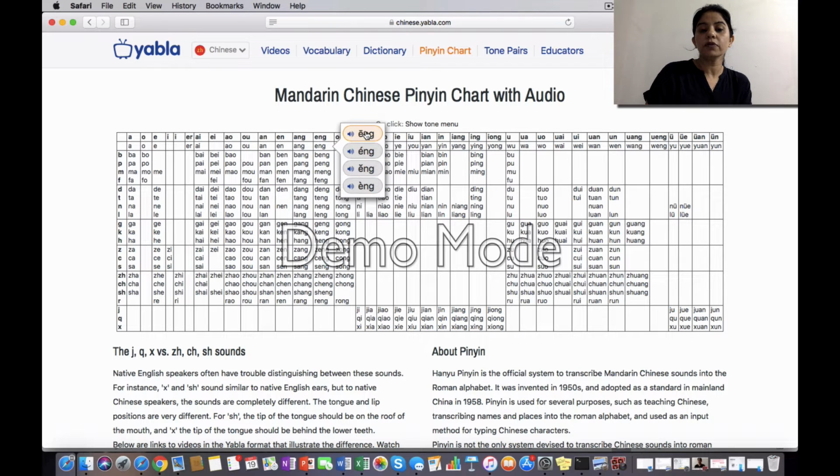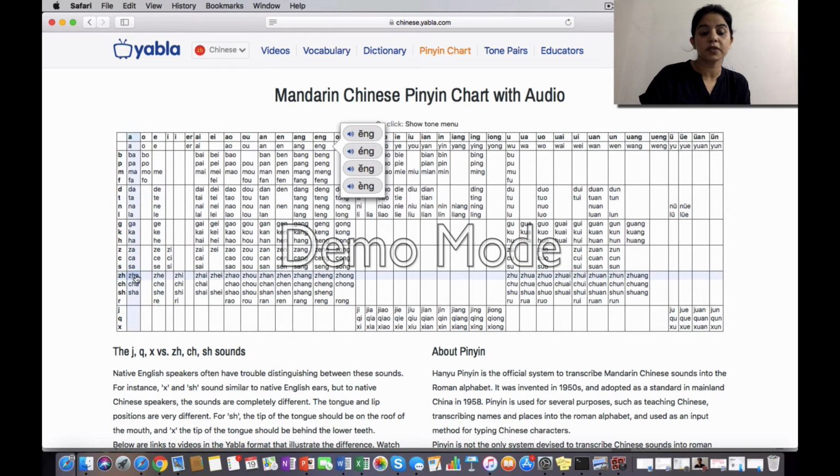Okay, now you can just click on any of the 4 tones. Okay, fine. Now if you want to differentiate between ang and eng, you can just go here and click. Okay, you can differentiate. You can try to understand how ang is pronounced, how eng is pronounced. Now this was about the finals.